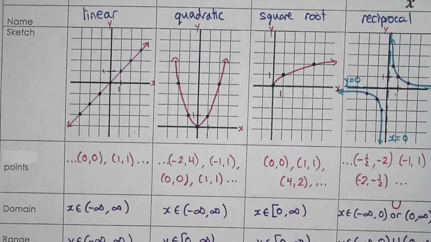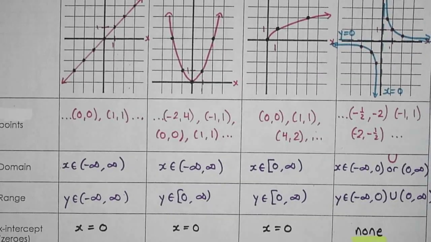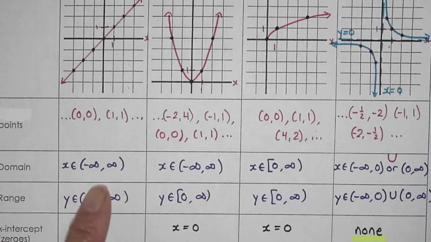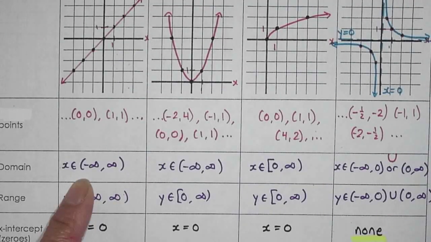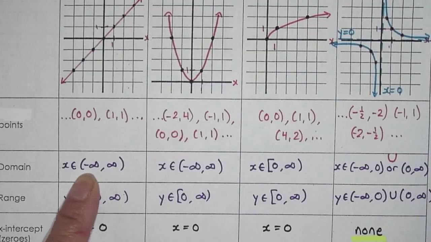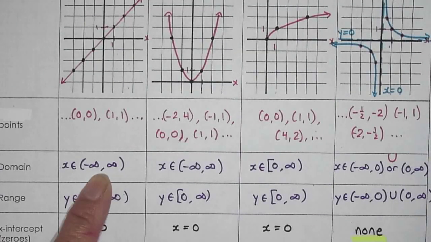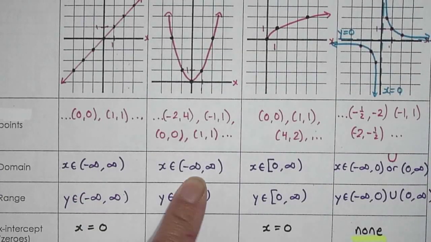Now, the domain for the linear is every real number. It keeps going up and down, so we are getting used to the interval notation. We're going from negative infinity to infinity, so it exists from the left to the right. Same thing with the quadratic, negative infinity to infinity. Did you also write x element of R?